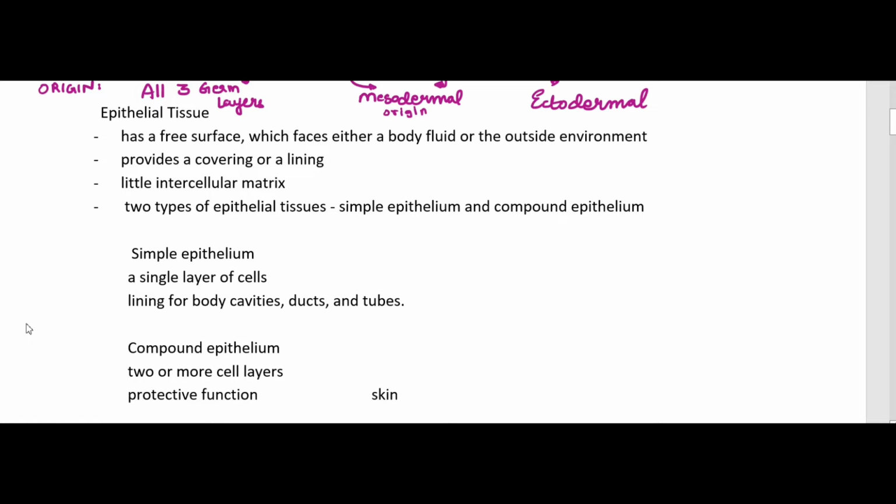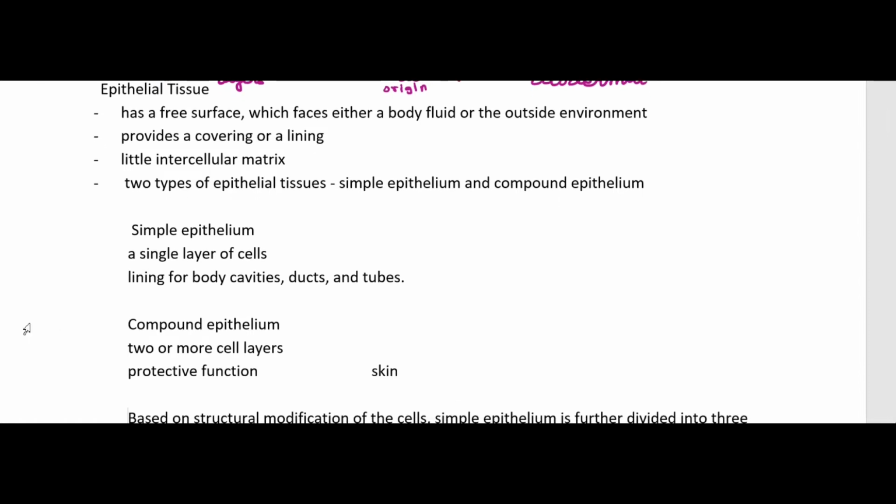Firstly, let's dive into the topic of epithelial tissue. So one important point about epithelial tissue is that it is avascular, meaning that there is no blood supply to this tissue. Epithelial tissue has a free surface which either faces the body fluid or the outside environment. The main function of the epithelial tissue is to provide a covering or a lining. As mentioned earlier, the matrix is very less in epithelial tissue and high in connective tissue.